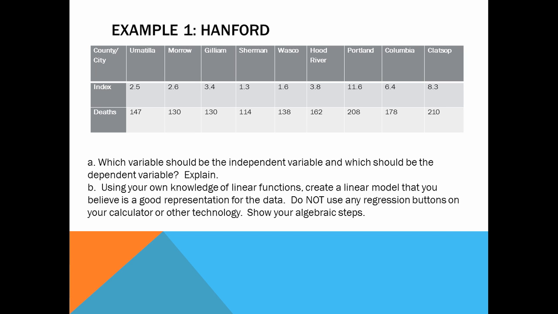When I asked this question last week, one of the teachers responded by saying that the independent variable should be the index, because that is related to the proximity of the residents to the contamination, and then the number of deaths per 100,000 would be the dependent variable. So if we're thinking about plotting this data, we think about the index along the horizontal axis and the number of deaths per 100,000 residents on the vertical axis.